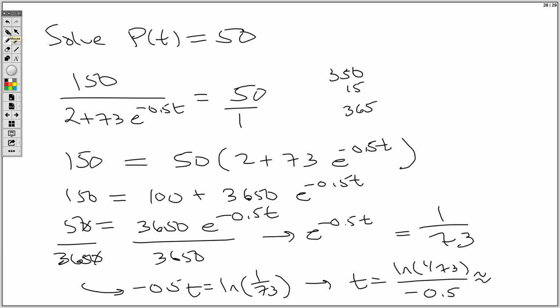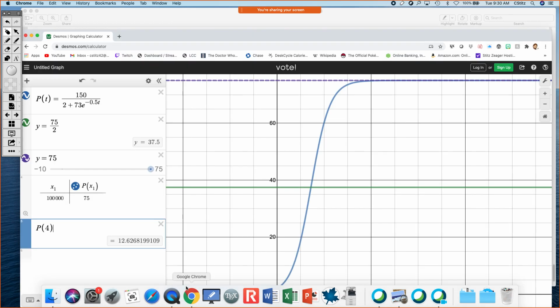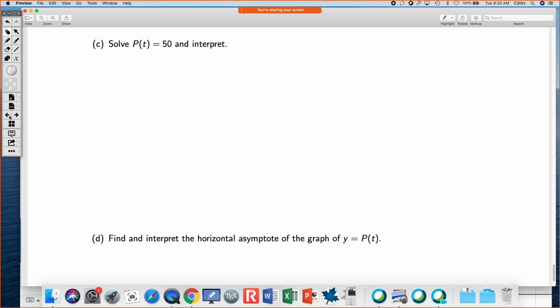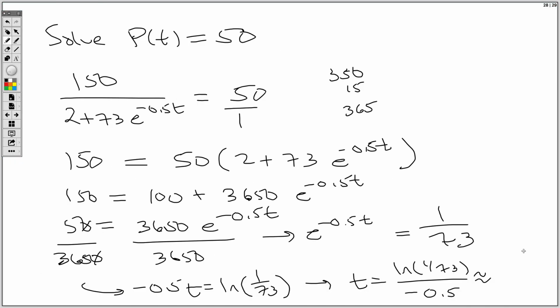So we will get a meaningful answer here. Let's go to Desmos to approximate that. So I need the natural log of 1 over 73 divided by negative 0.5. That's roughly 8.58. Okay. So that's the solve part.